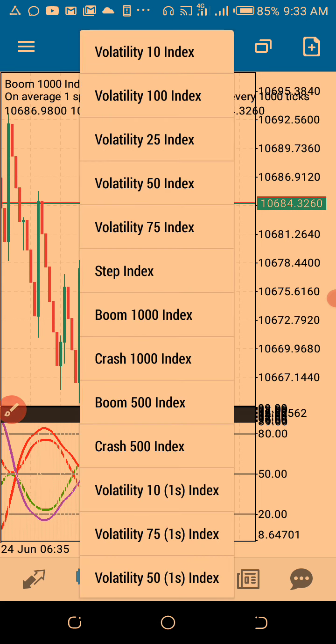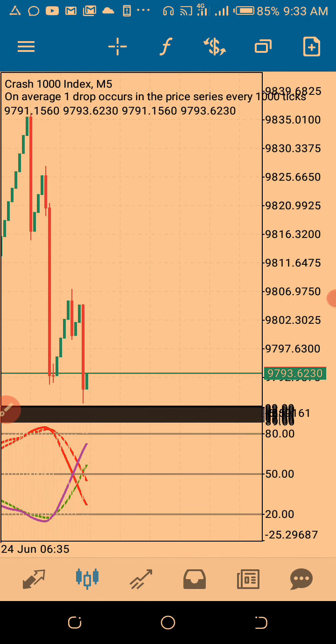Let us check for Crash 1000. Crash 1000, what do we see? Crash 1000 has also passed already. You can see you can use it to catch spikes. It's just a wonderful scalping strategy, as you can see.